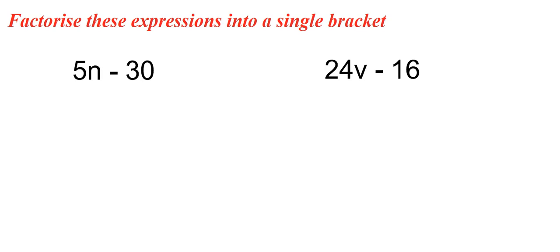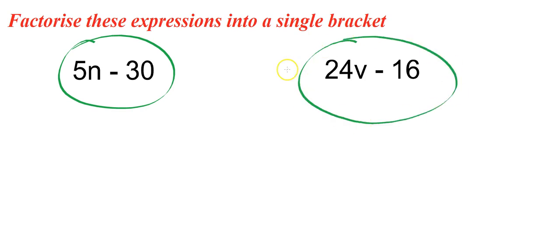Factorize these expressions into a single bracket. The first expression is 5n minus 30, and the second expression is 24v minus 16.